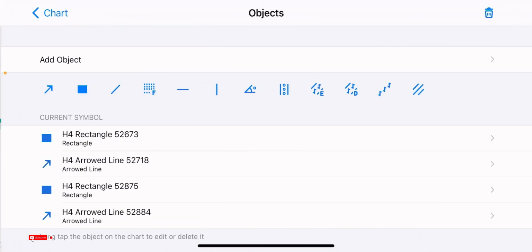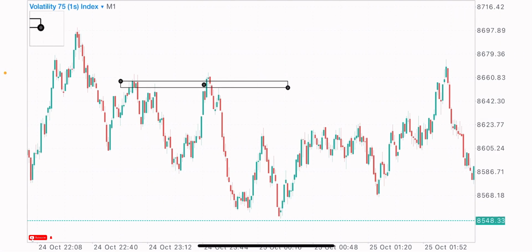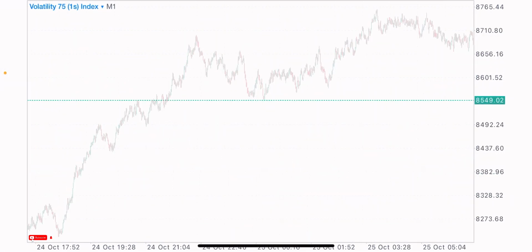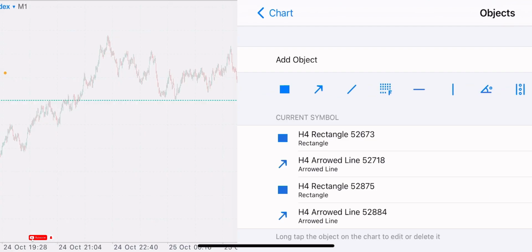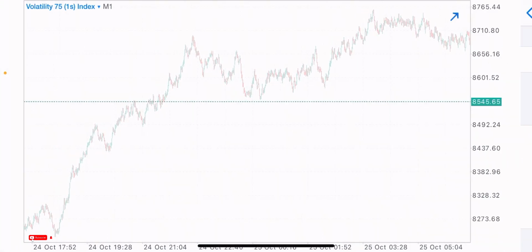We got a level at this zone. Remember, when identifying this level, the first thing we do is zoom out on the chart, so we can have a clear view of the chart. Here we can tell that price created a level at this zone.